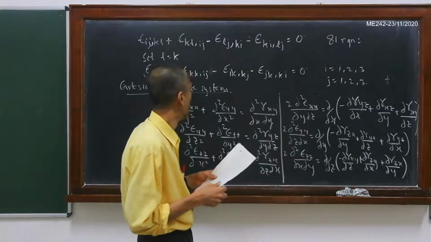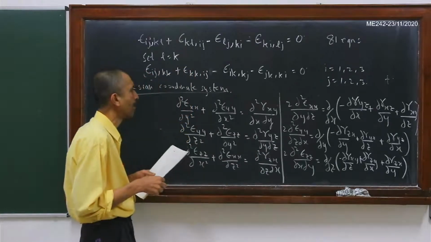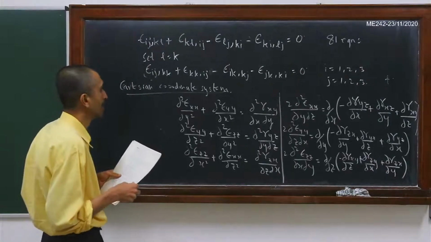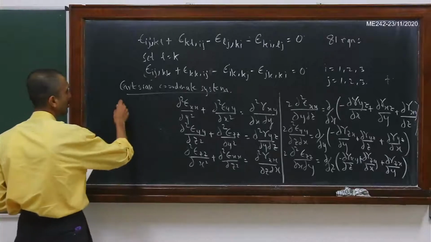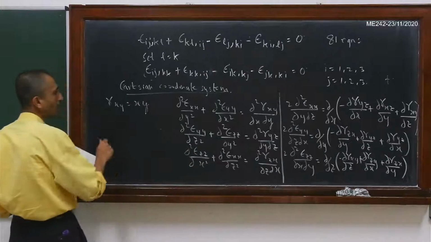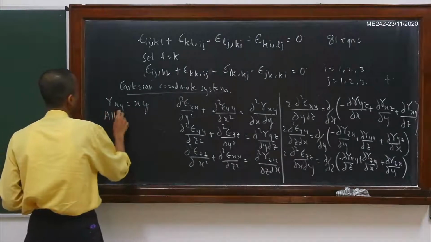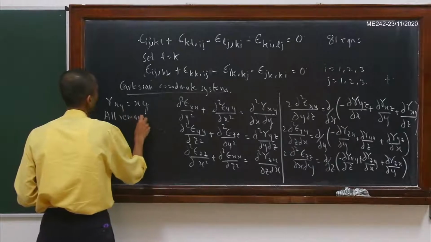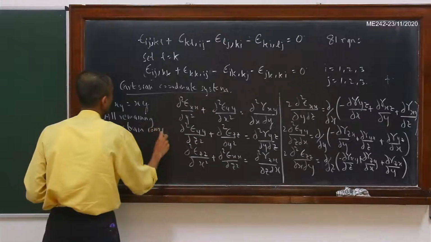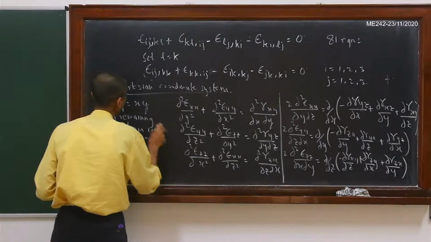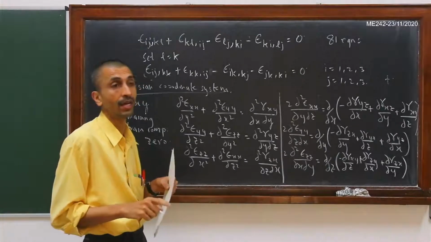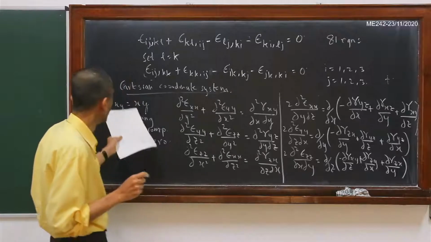Okay, so let me just give you an example. Suppose I guess that gamma xy is equal to xy, and all remaining strain components are 0. Suppose I guess this as my strain field, then you will not be able to find a displacement field corresponding to this, because you will see.